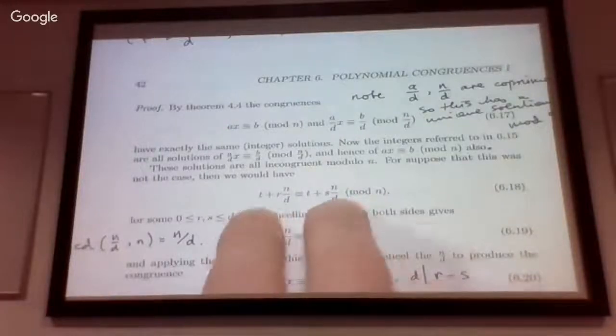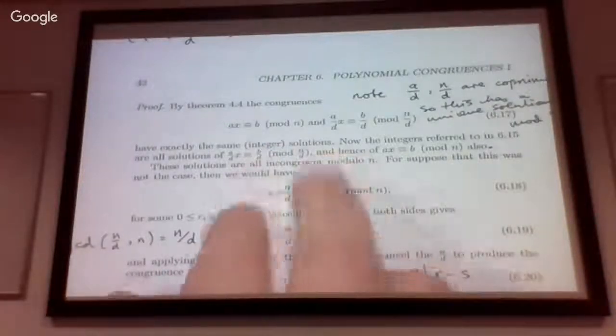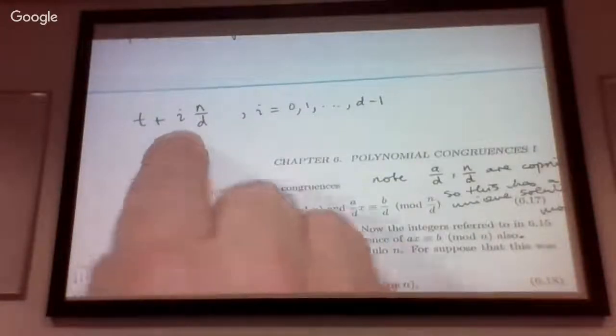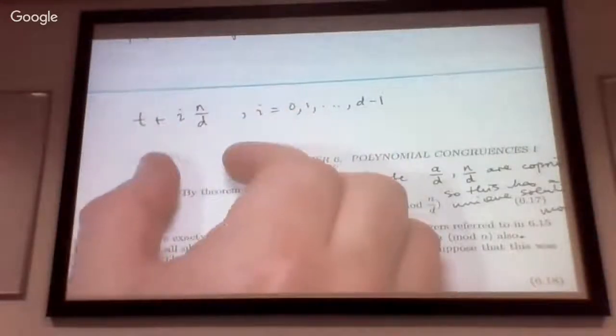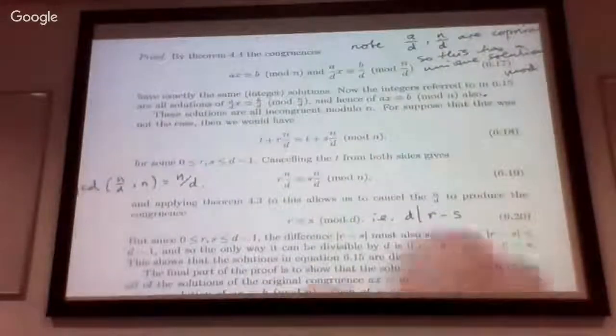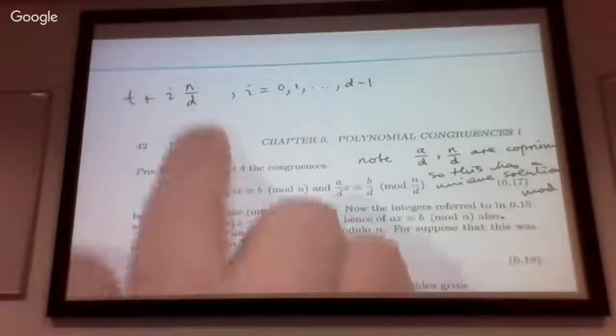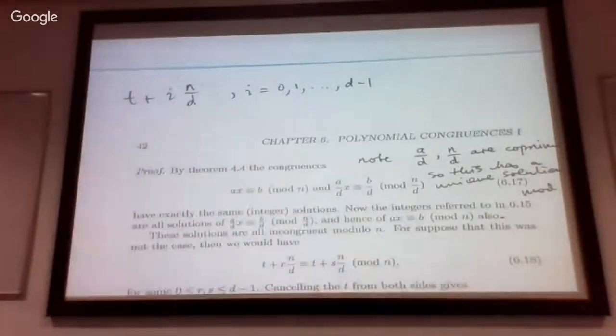So this wasn't two different solutions here that were congruent. We simply wrote down two copies of exactly the same solution. Literally took the same expression twice. So it's impossible to have two different solutions here that we put up here that are congruent to each other modulo n.